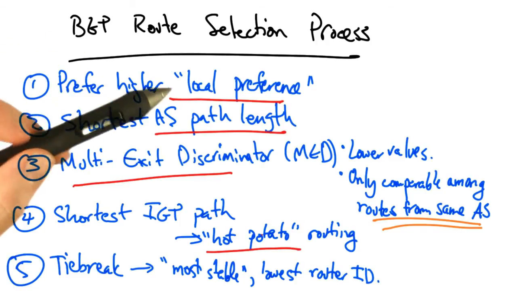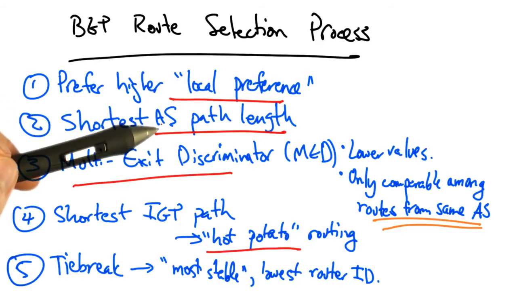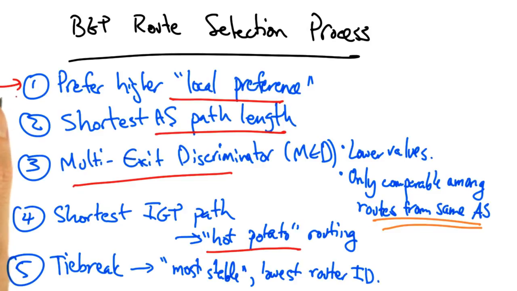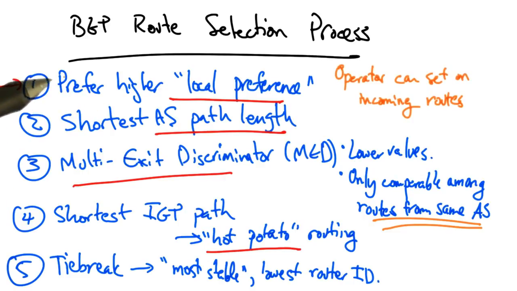Let's now take a closer look into local preference, AS path length, multi-exit discriminator, and hot potato routing. Now, as I mentioned, the first step in the route selection process is for routers to prefer routes with higher local preference values. Now, an operator can actually set the local preference value on incoming BGP route advertisements to affect which route a router ultimately selects. Let's see how this works.